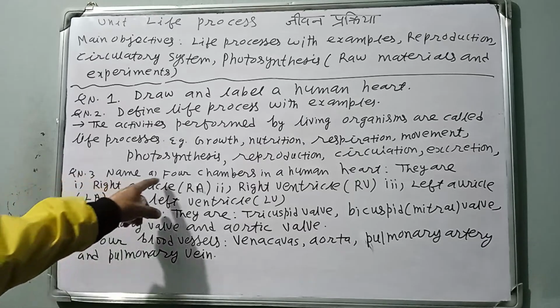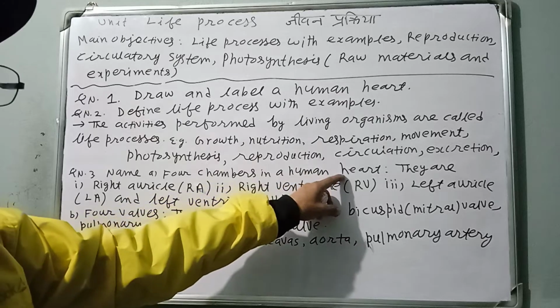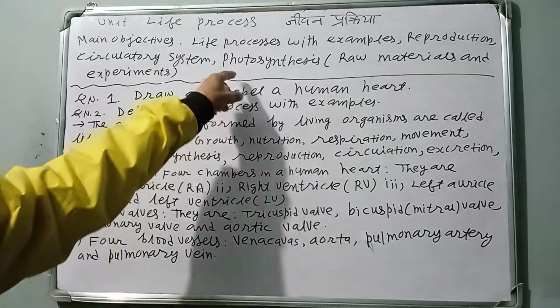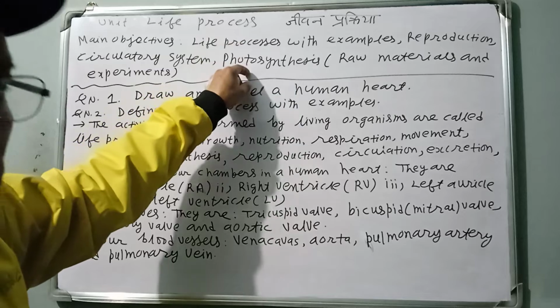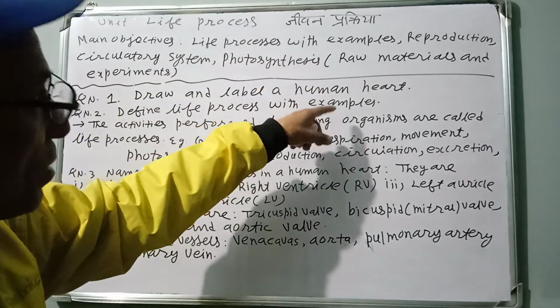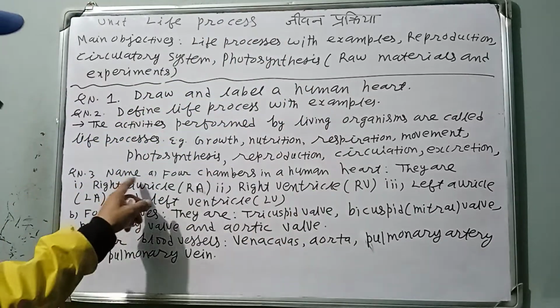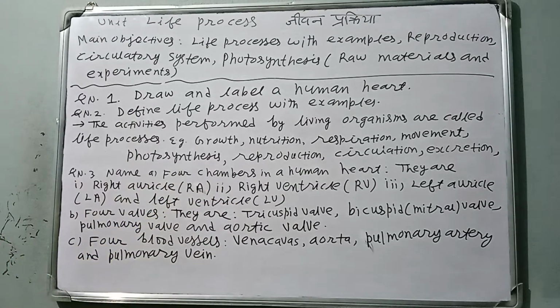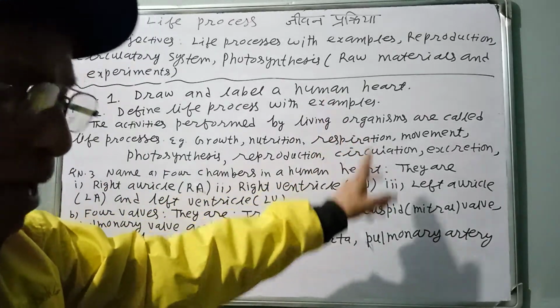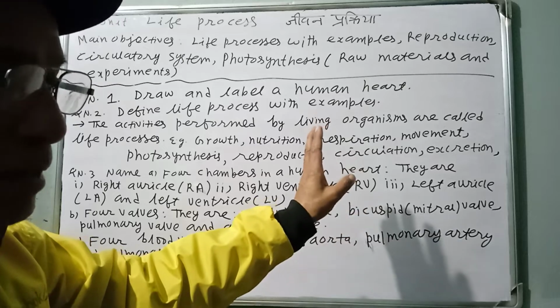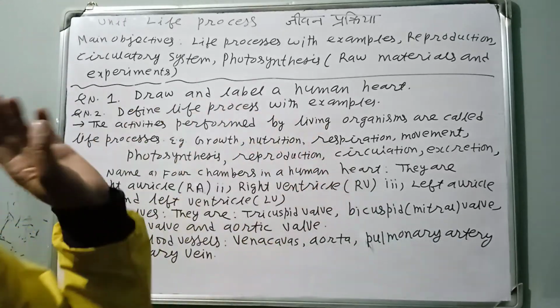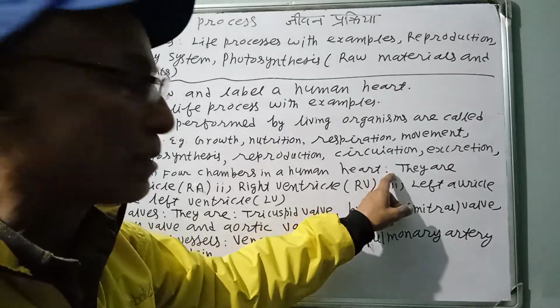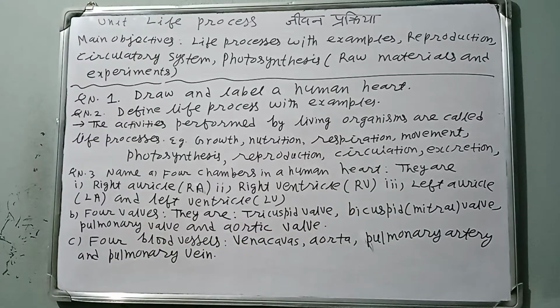Question number three, name four chambers in a human heart. In class 8, you have to read photosynthesis, human circulatory system, and reproduction. The first one is four chambers. Chambers means small rooms in the human heart. Some have a two-chambered heart like Pisces, amphibia and reptilia, three-chambered heart, and apes and mammals have a four-chambered heart. Chamber means small room.